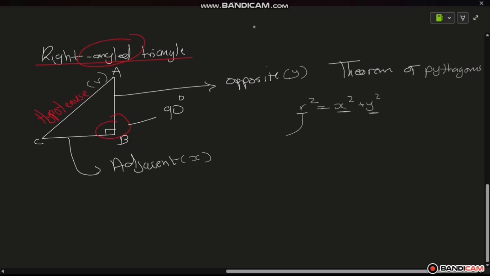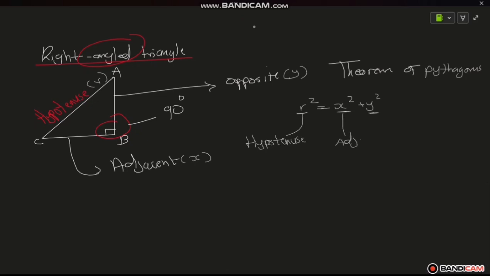So r is the hypotenuse, it is the longest side. X is the adjacent in terms of alphabets. Then y is the opposite in terms of alphabets. So we only use this theorem in a right angled triangle, not in those other triangles, not in a scalene, not in an isosceles or equilateral, but only in a right angled triangle.